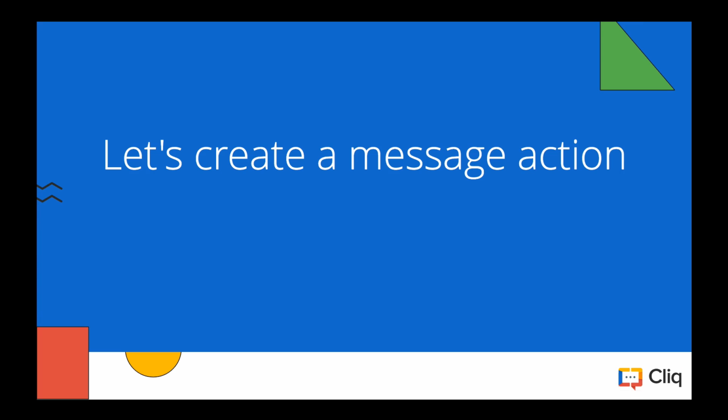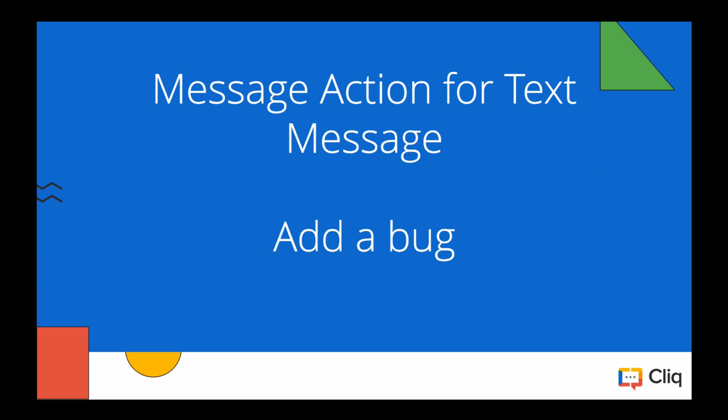Now let's see how we can create a message action for various message types. First up, we'll be seeing a message action for messages of the type text. One example here is add a bug. This message action will add the message as a bug, that is as an issue in Zoho Projects. Zoho Projects is a project management software which helps teams manage their everyday tasks and timelines. It has an issues or bugs module where you can add an issue and assign it to a user.